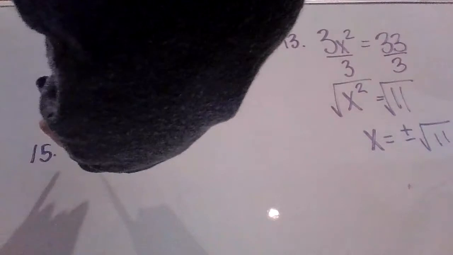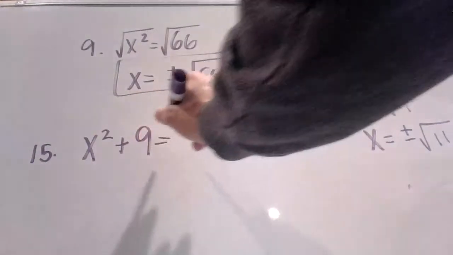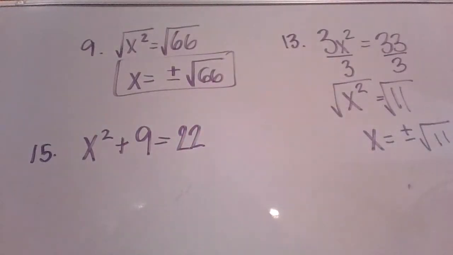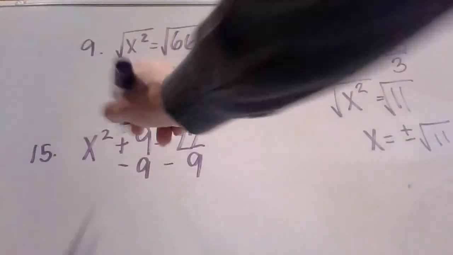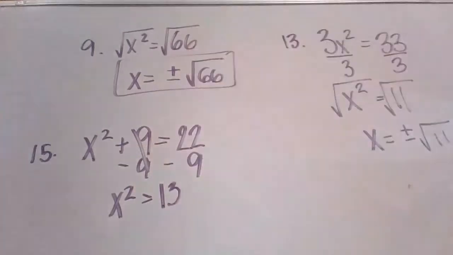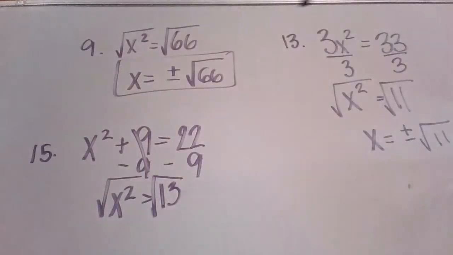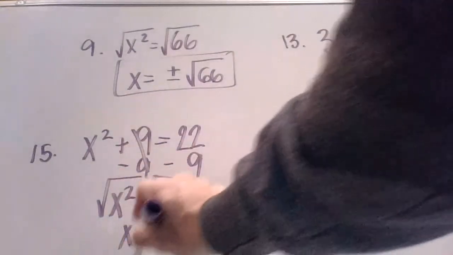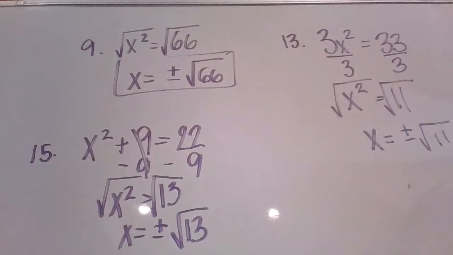Let's look at 15. x squared plus 9 equals 22. So I'm going to subtract 9 from both sides. This eliminates or cancels out, so I get x squared is equal to 13. Now I need to find the square root. So x is equal to plus or minus the square root of 13.